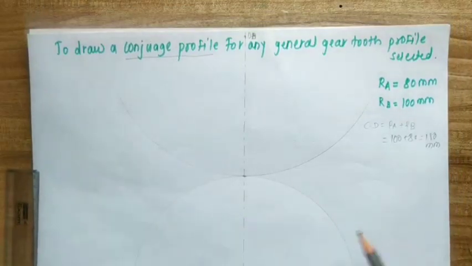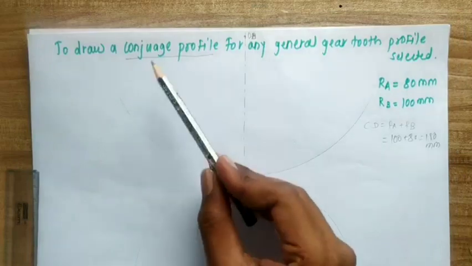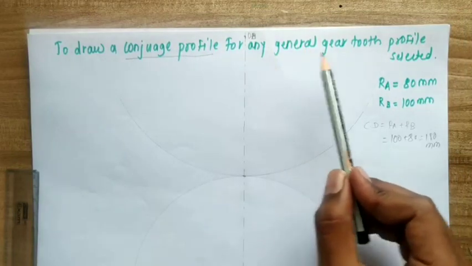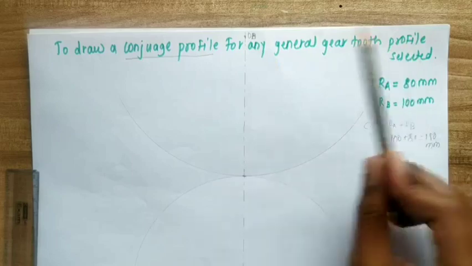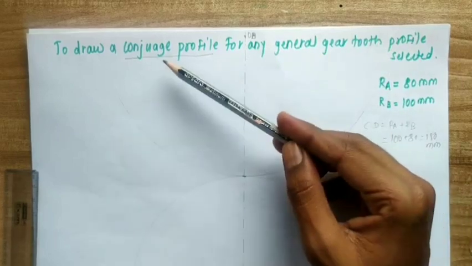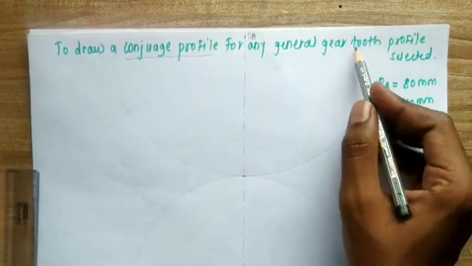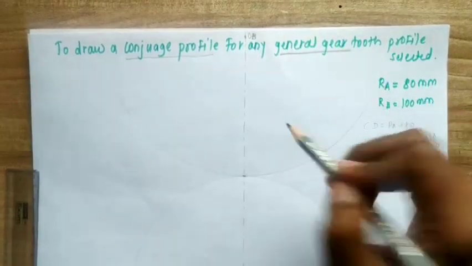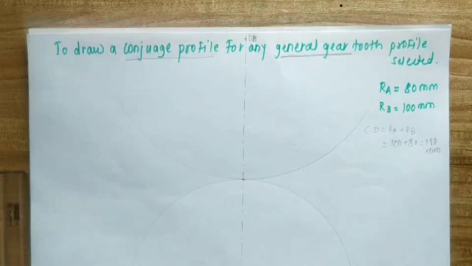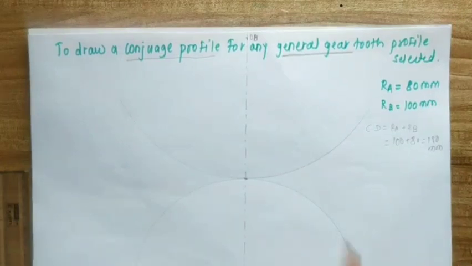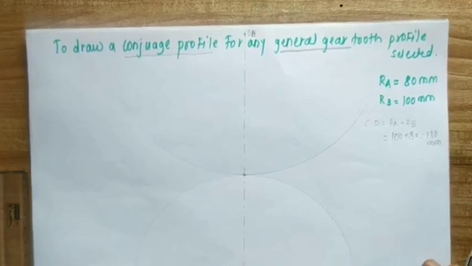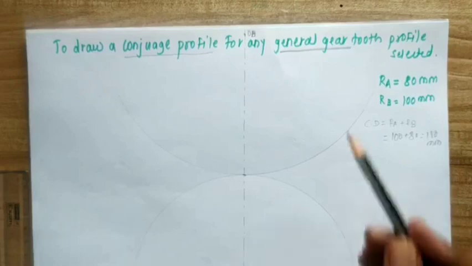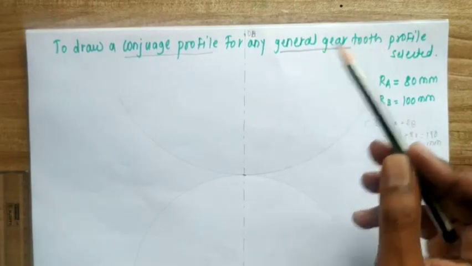Today we are going to discuss a graphical method to draw a conjugate profile for any general gear tooth profile selected. Means we have to draw a conjugate profile for any profile selected on a mating gear. Now in order to understand this basics, we must know what is conjugate profile, what is law of gearing. But as already we discussed in theory, today in this video we will only see a graphical procedure to draw a conjugate profile when any random tooth profile is selected.